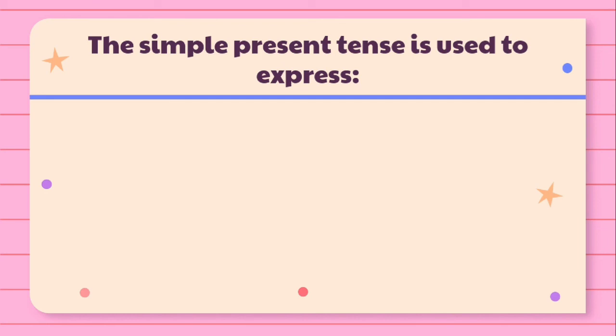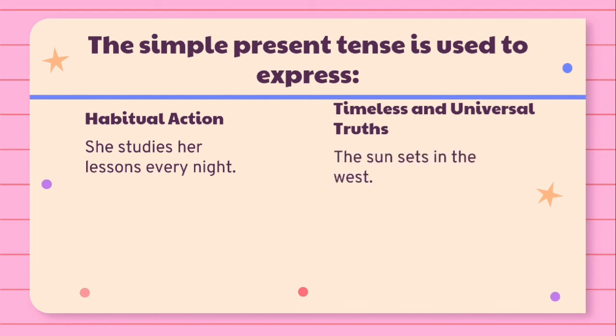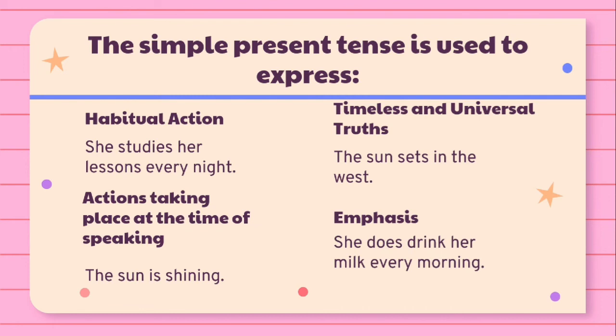Now that you know the 3 forms of the present tense, remember the simple present tense is used to express a habitual action. Let's say, for example, we have she studies her lessons every night. Timeless and universal truths. For example, the sun sets in the west. Another, actions taking place at the time of speaking. For example, the sun is shining. And then lastly, it is also for emphasis.